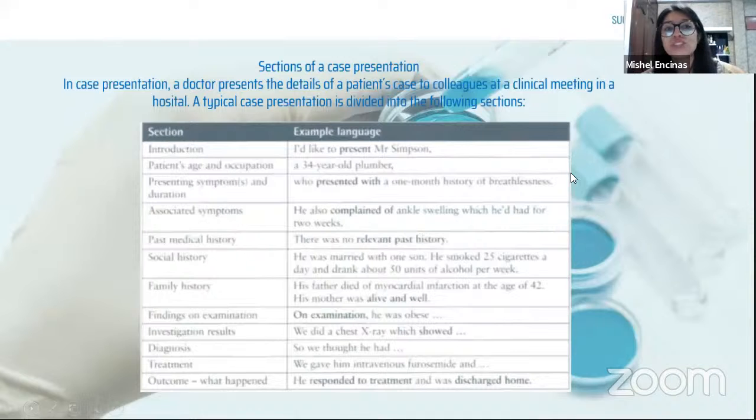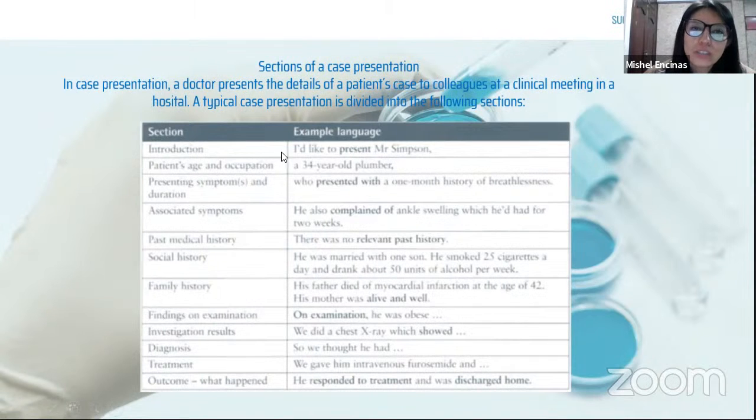And we have sections of a case presentation. In a case presentation, a doctor presents the details of a patient's case to colleagues at a clinical meeting in a hospital. A typical case presentation is divided into the following sections. I think it's pretty much what you do in the last year of medicine, right?